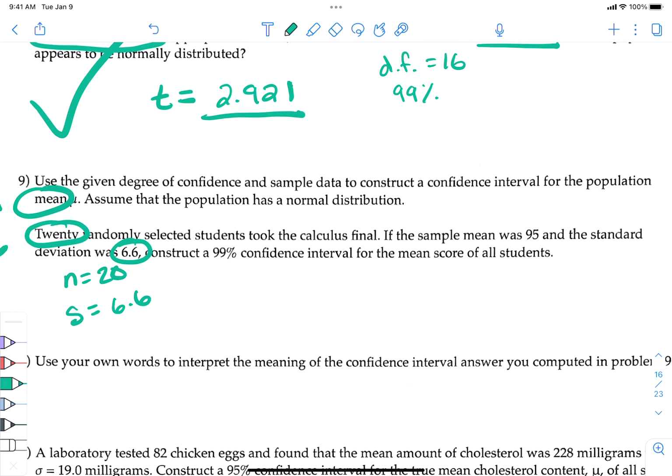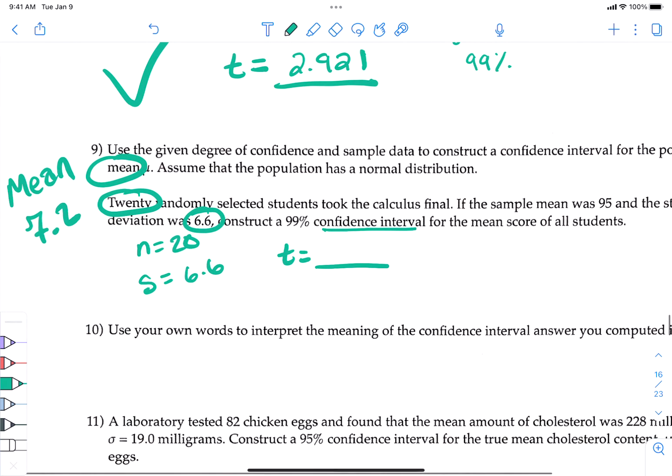Do you use T or Z? Look at the formula. T. We use T. We're less than 30 and we don't know sigma. You figure out what T is, but then you have to do the confidence interval. So keep going. Number 10, use your own words to interpret.